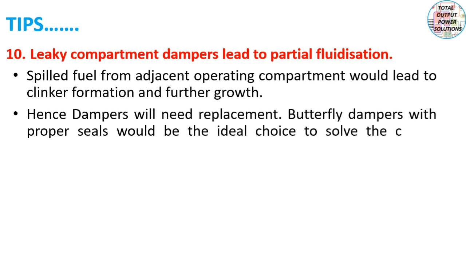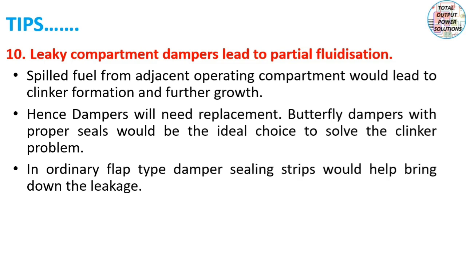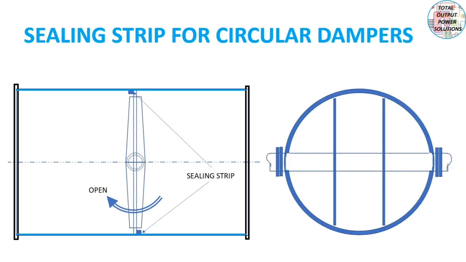In an ordinary flap type damper, sealing strips would help bring down the leakage. You can see the figure in the next slide. Sealing strip for circular dampers. In the figure, you can see the red circle sealing strips provided for the sealing. These sealing strips in good condition would ensure a complete stoppage of air leakage.